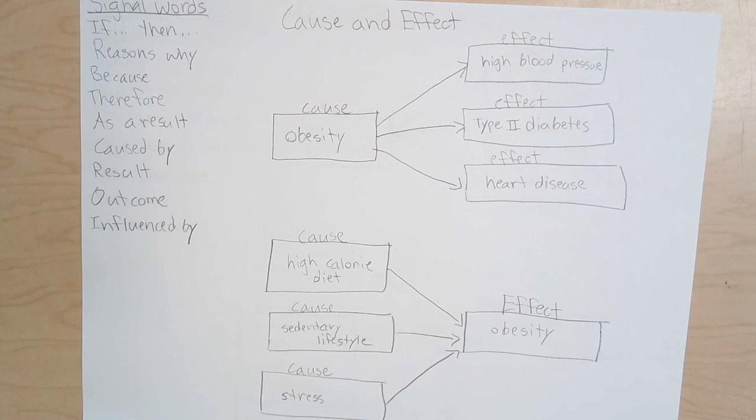Another type of organization that you might see, particularly with history articles, are cause and effect. So when you see something historical, don't automatically assume it's chronological, because it could be cause and effect, or even a combination of the two.